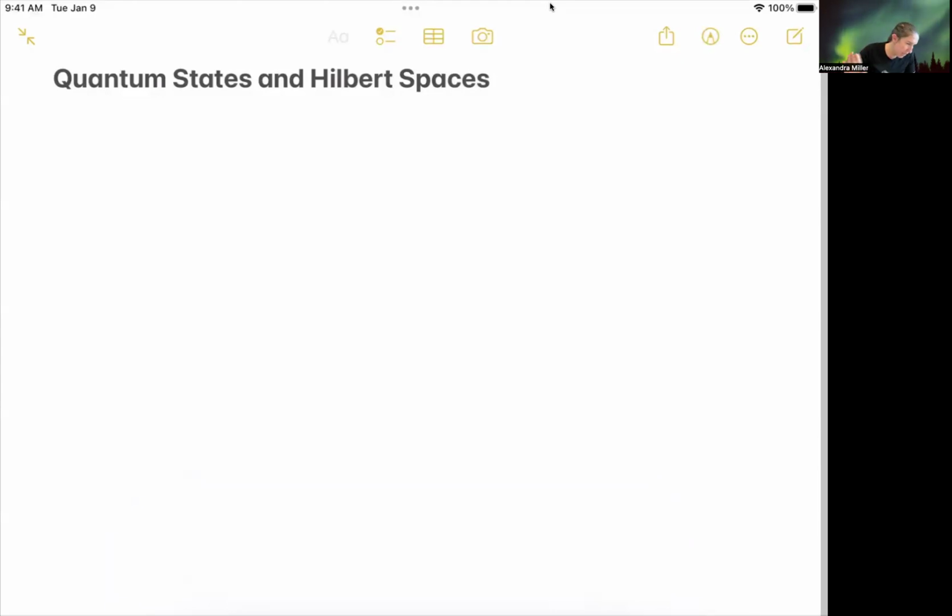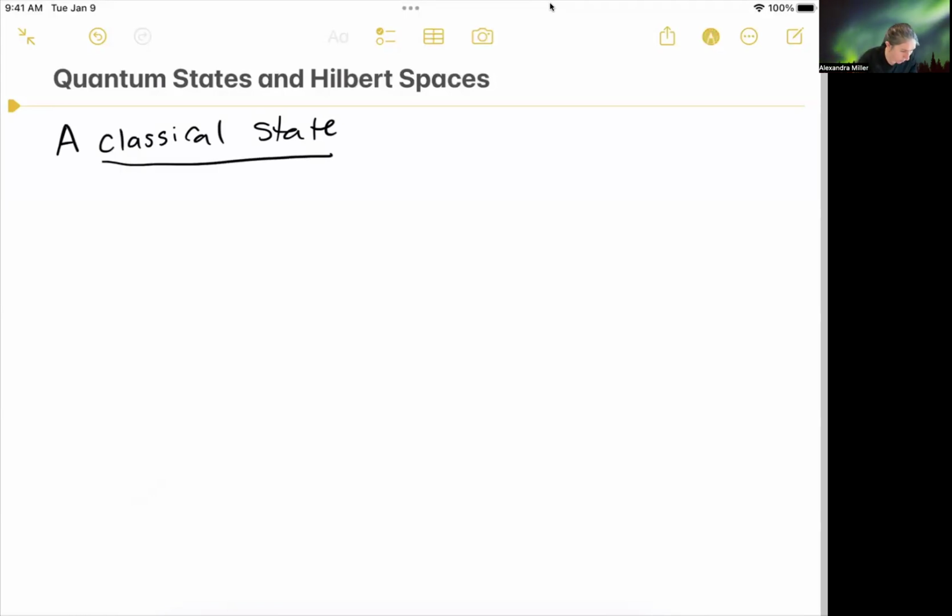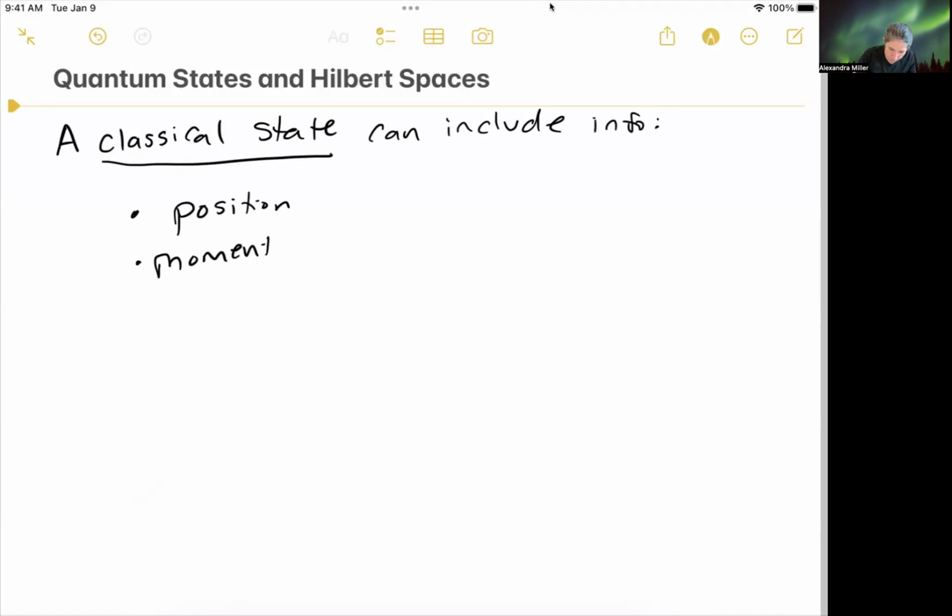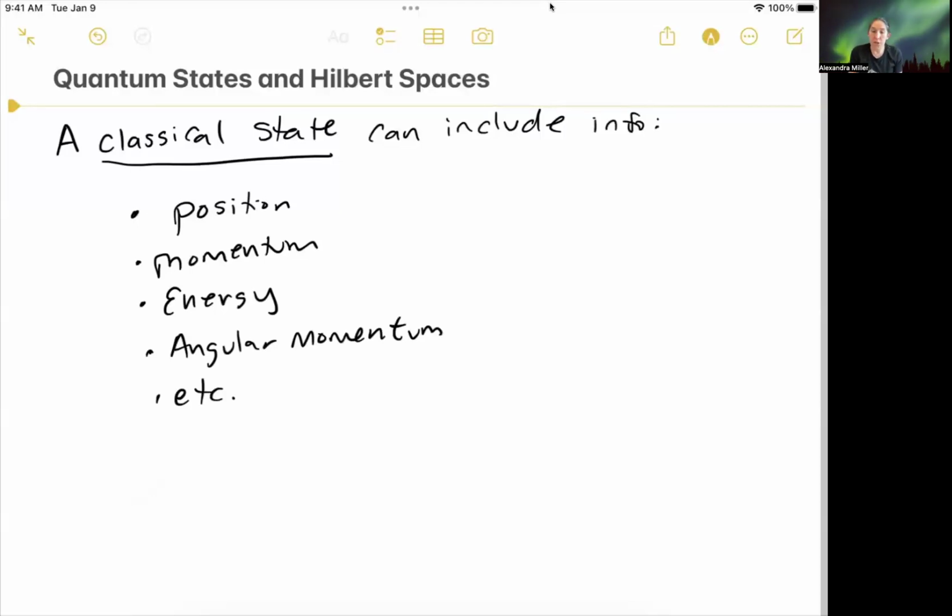Before we can talk about quantum states, let's just talk about classical states. So what do I mean when I talk about a classical state? This could be the state of a system of objects, or it could just be the state of a single particle. But this is going to include information about the system, such as the position. Here, maybe we're thinking about just an electron or something. Momentum, energy, angular momentum, right? All the things that we might measure.